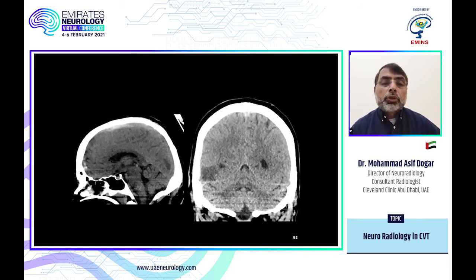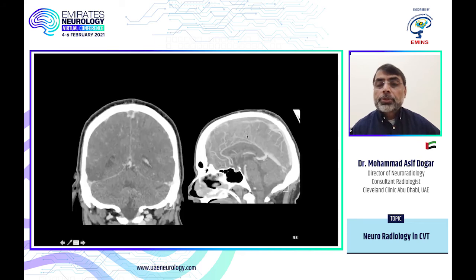On the sagittal non-contrast images, you can see the hyperdensity in the superior sagittal sinus. Here again, our friendly coronal image. You see the hyperdensity in the superior sagittal sinus. Both these sinuses are normal. So this is highly suggestive of venous sinus thrombosis. And here you can see the filling defect in the superior sagittal sinus.